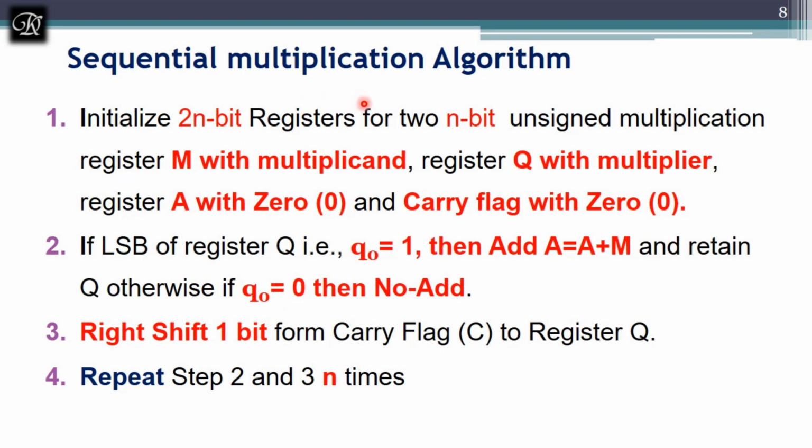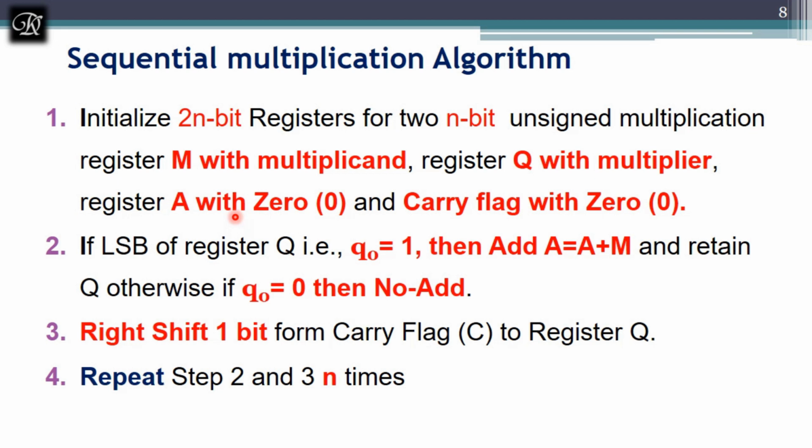The sequential multiplication algorithm goes like this. First, we have to take a 2n-bit register. For 2n-bit register unsigned multiplication, we call the first register M, with the multiplicand. We are going to initialize the M register with the multiplicand, and register Q with the multiplier, as we discussed before. I need an additional register over here, that is A.